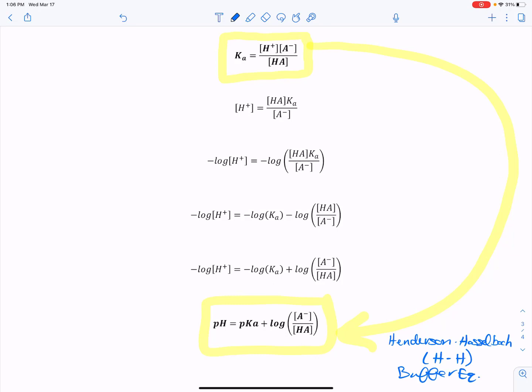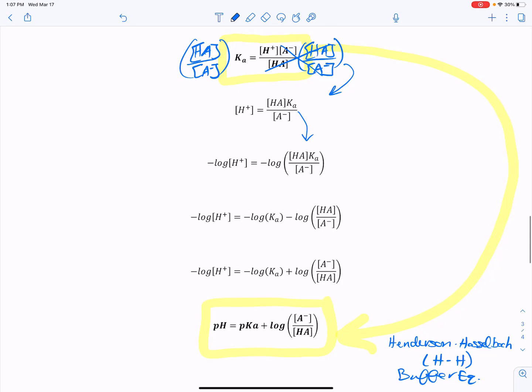Well, first you multiply both sides of the expression by HA over A minus, because that's going to allow these two to cancel, leaving us with this next equation. Then we take the negative log of both sides to go to the next equation. Then algebraically, if it's the negative log of HA over A minus times Ka, you can simply write that as two log expressions.